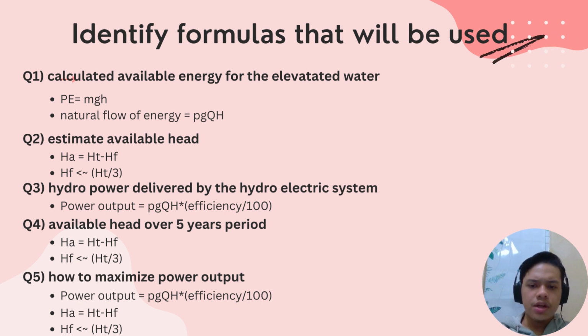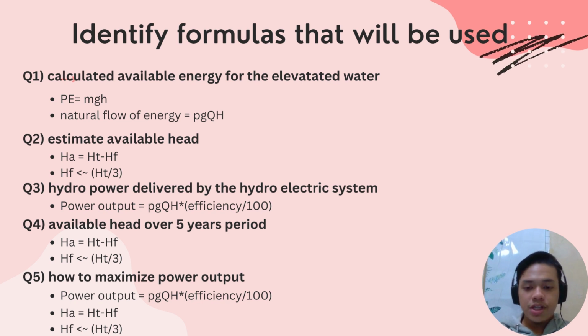So for the third question, they want us to find hydropower delivered by the hydroelectric system. For the first question, we found the natural flow of energy. But since there is some power loss in the turbine, we need to multiply it with the efficiency. Therefore, the power output is equal to density times gravitational acceleration times flow rate times height times efficiency, which is 75 per 100.